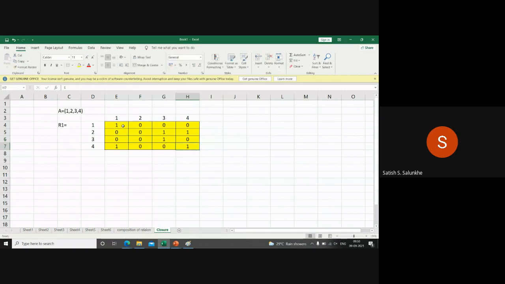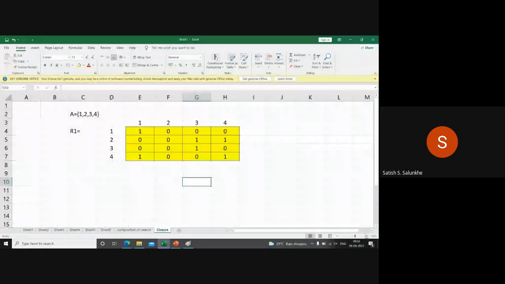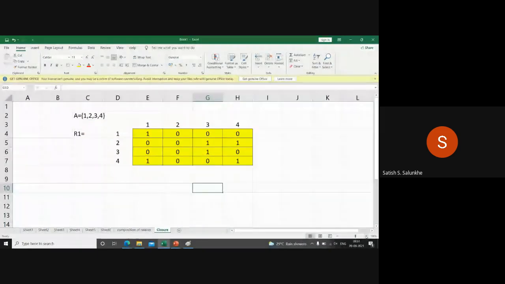Okay, so tell me, is this relation R1 reflexive or not? Come on, tell me quickly. Is this relation reflexive or not? I am asking everyone, please let me know whether this relation R1 is reflexive or not. Yes or no?